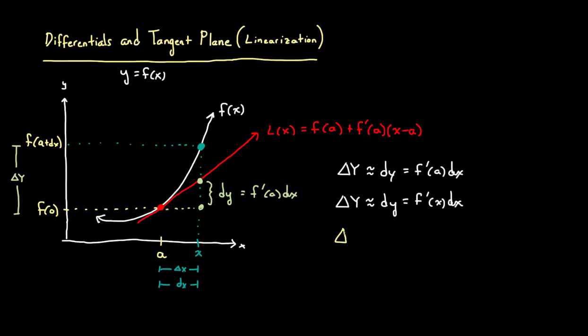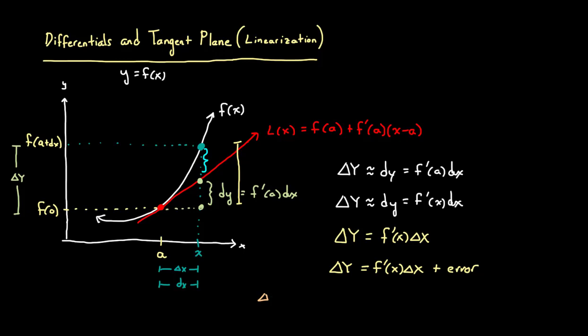It would be wrong to say that delta y is equal to dy, or delta y is equal to f prime of x delta x. That would be wrong. See, delta y is this entire difference, and that includes the dy portion plus this portion here, which we could say is some error. So we might say it like this: delta y equals f prime of x dx plus some error.